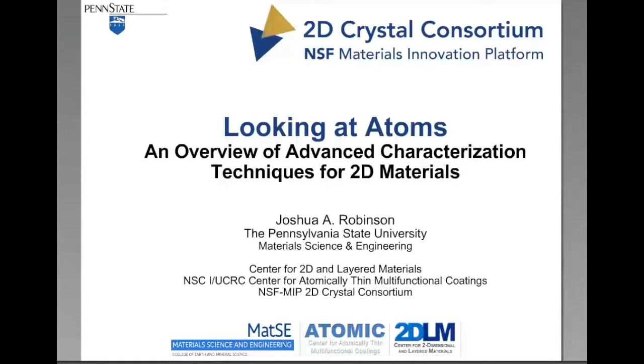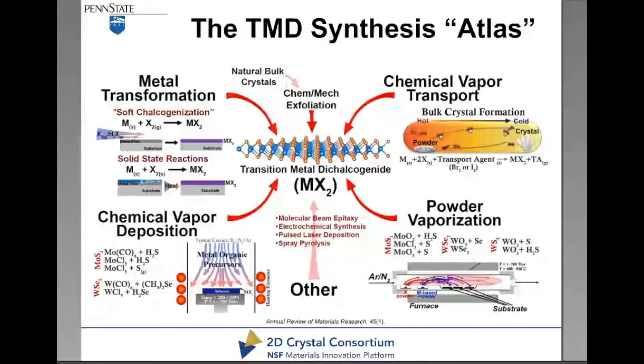The very first is, and some of you have seen this before, there's lots of ways to grow these materials, right? So there's the powder vaporization process, which is in the bottom right, the chemical vapor transport process, which is in the top right, metal transformation, as well as chemical vapor deposition and a variety of other techniques.